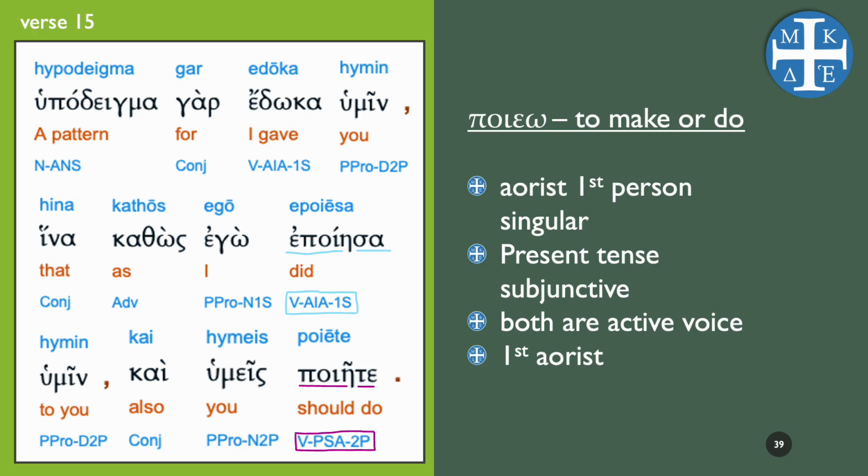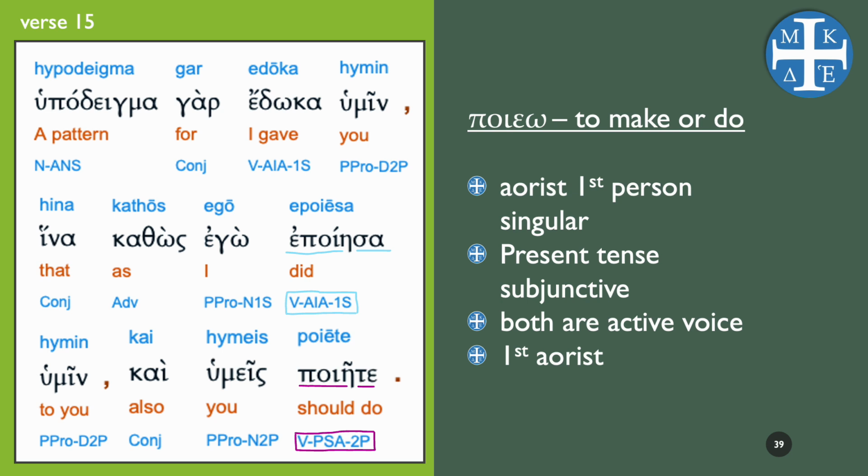And I mentioned that subjunctive at the end, poiēte. There's been a contraction, so it's got a circumflex over it. It comes from the word poieō, to make or do. It's an aorist. It's second person plural. At the bottom there, poiēte is a present tense subjunctive as well.